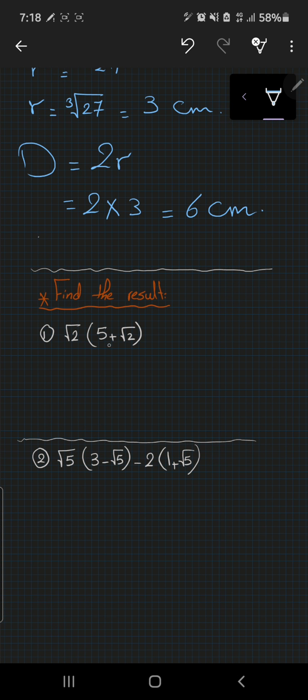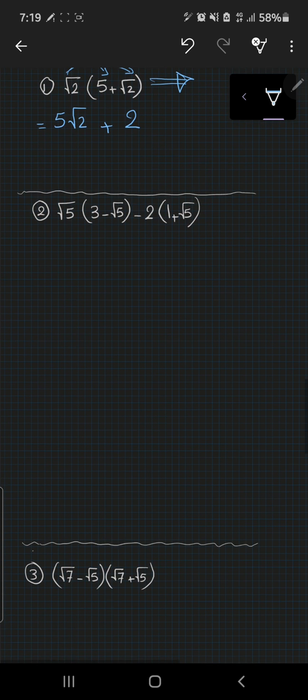Root 2 times (5 plus root 2). To get the result, we multiply root 2 by 5 and root 2 by root 2. Root 2 multiply 5, it will be 5 root 2, plus root 2 times root 2, it will be 2. The result will be 5 root 2 plus 2. After you solve the equation or after you get the result, check by using your calculator. Write the question in your calculator. The result must be 5 root 2 plus 2.